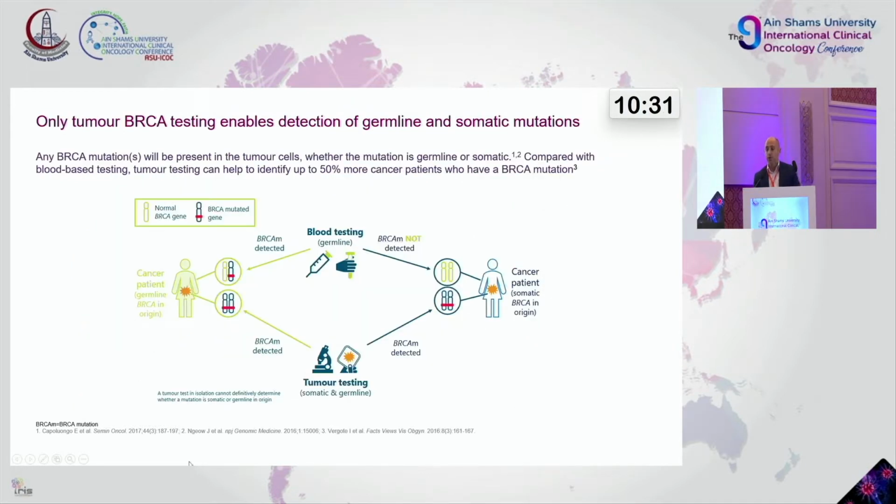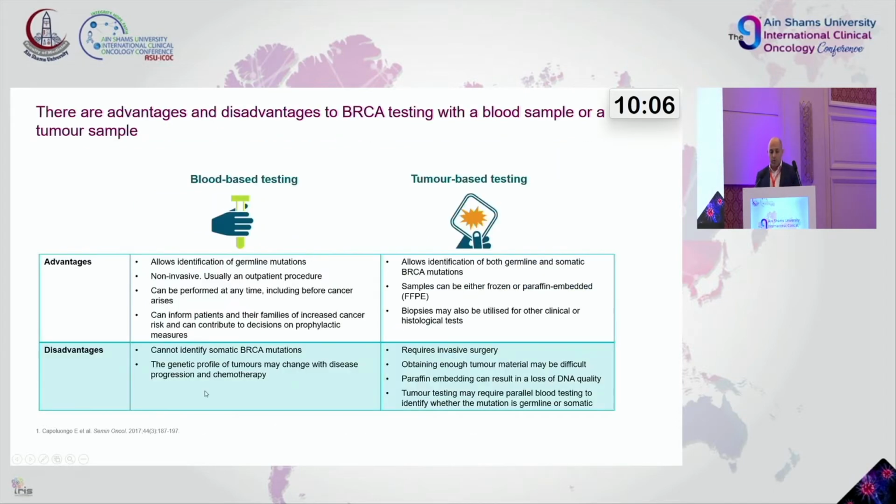So first of all, we start by blood testing to look for germline mutation. Why are we looking for germline mutation? Because it's more common than the somatic mutation. However, if we do the blood test and we find that there is negativity for BRCA, this doesn't mean that the patient doesn't have BRCA mutation on the tumor itself. So we have to go for the somatic mutation. So we start by germline and then we do the somatic mutation.